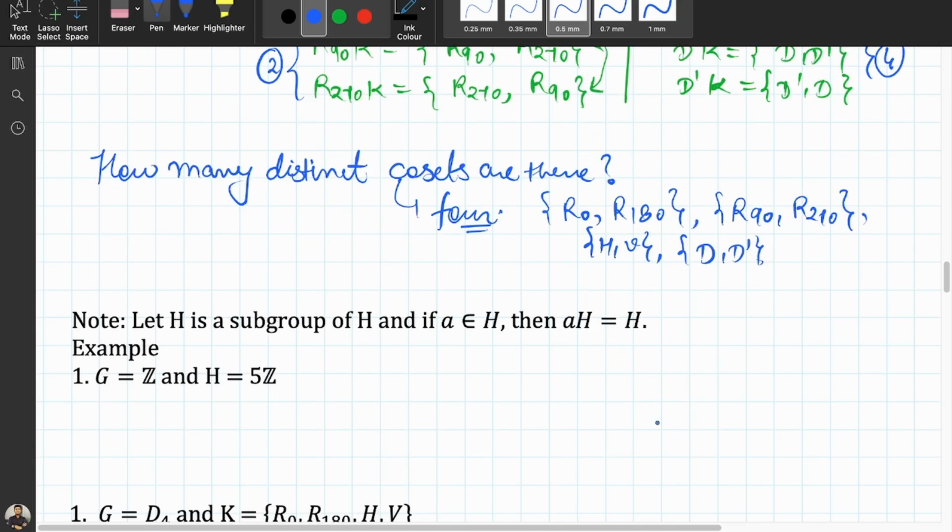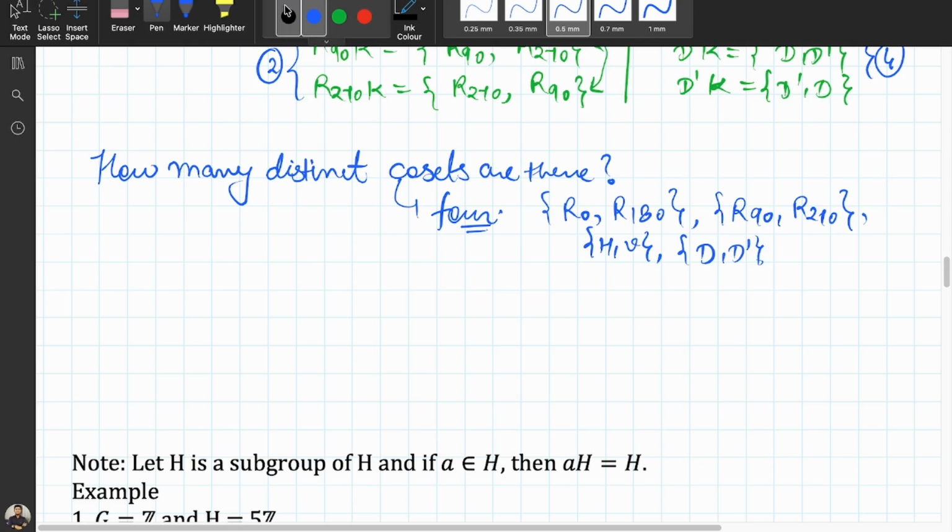Simply, let's say this is my C1, this is C2, C3, and this is C4. What about C1 union C2 union C3 union C4?